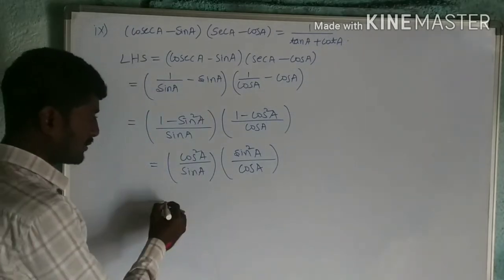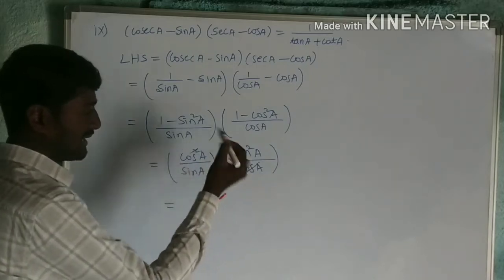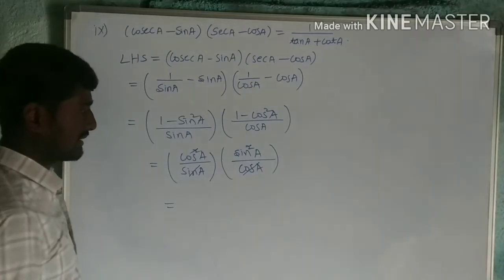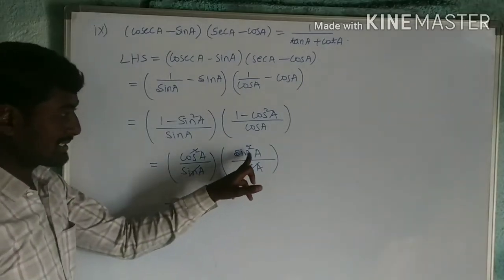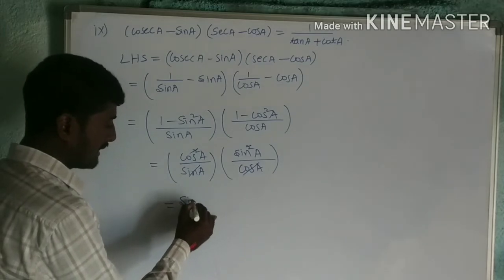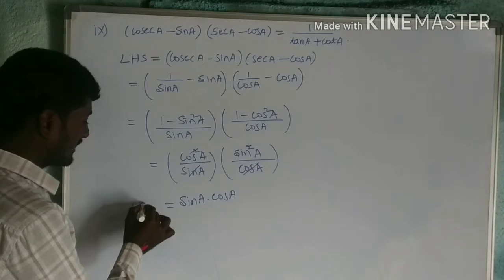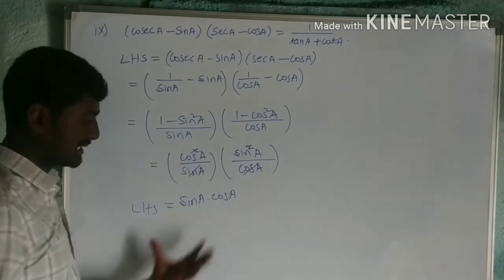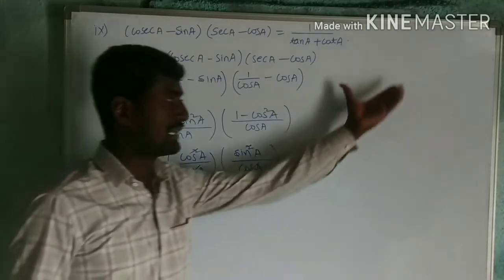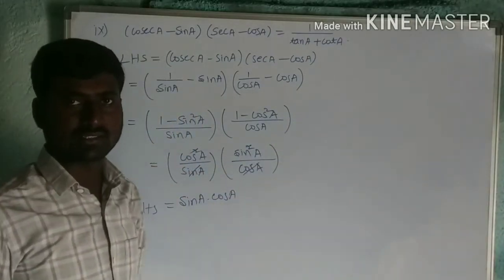So here I am getting, now 1 cos gets cancelled, and sin, then sin gets cancelled. In the numerator what will be there? Sin a is there, and here cos a is there. So here I am getting sin a into cos a. After solving LHS, I got this simplified answer. Now I will think of RHS. By solving RHS, I should get the same answer. Then I can say LHS equal to RHS.